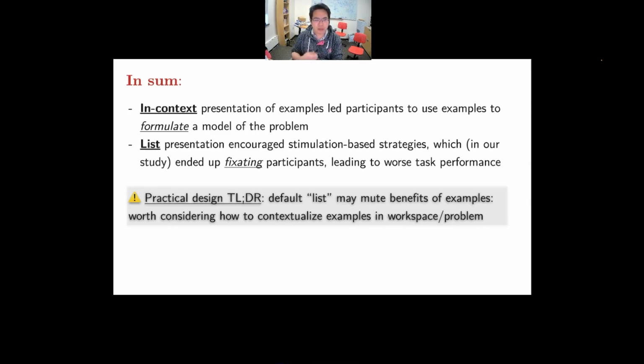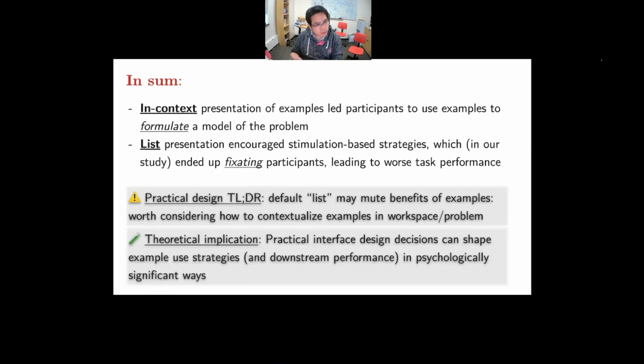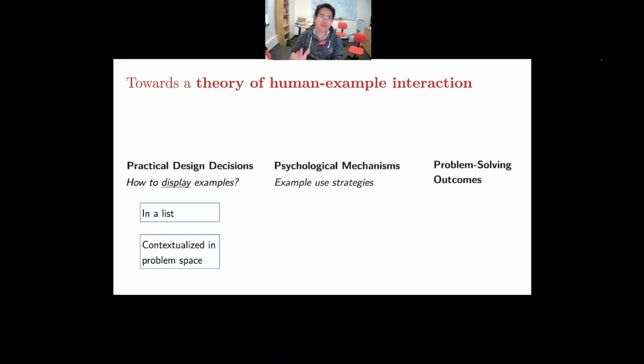It's probably worth considering how to contextualize examples in a workspace problem if you're going to use examples in your tool. From a theoretical point of view, it's interesting to note how these seemingly quite banal practical interface design decisions can have quite psychologically significant implications for how people use examples and how it impacts their problem-solving performance. So we're particularly interested in using this to build out a theory of human example interactions, thinking through the mappings between practical design decisions, psychological mechanisms, and problem-solving outcomes.